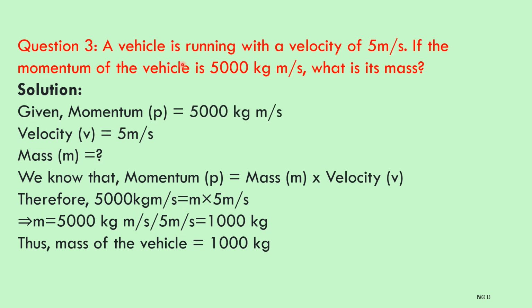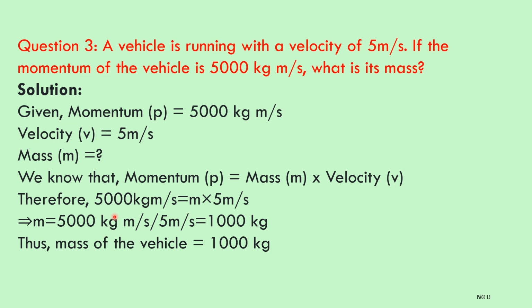Next question, a vehicle is running with a velocity of 5 meter per second. If the momentum of the vehicle is 5000 kg meter per second, what is its mass? Here they are given velocity and momentum. You have to calculate the mass. Given momentum P is 5000 kg meter per second, velocity is 5 meter per second. You know the formula, momentum is equal to mass into velocity.